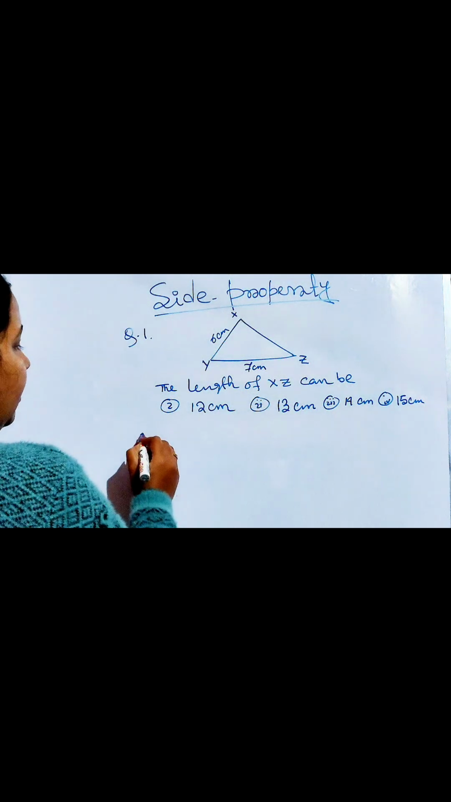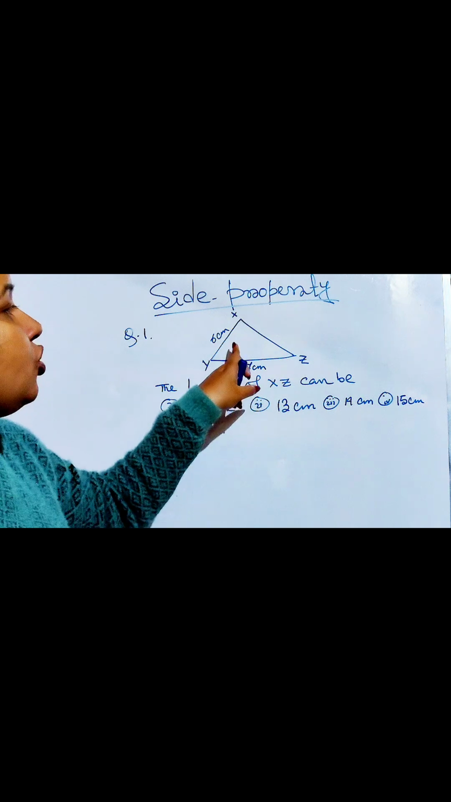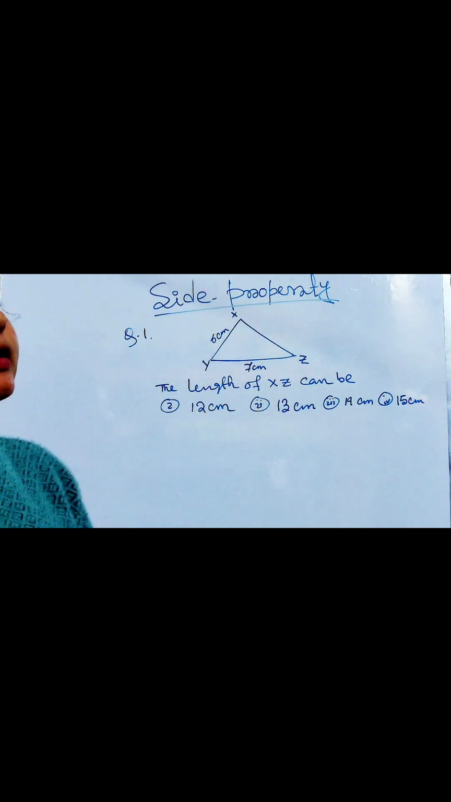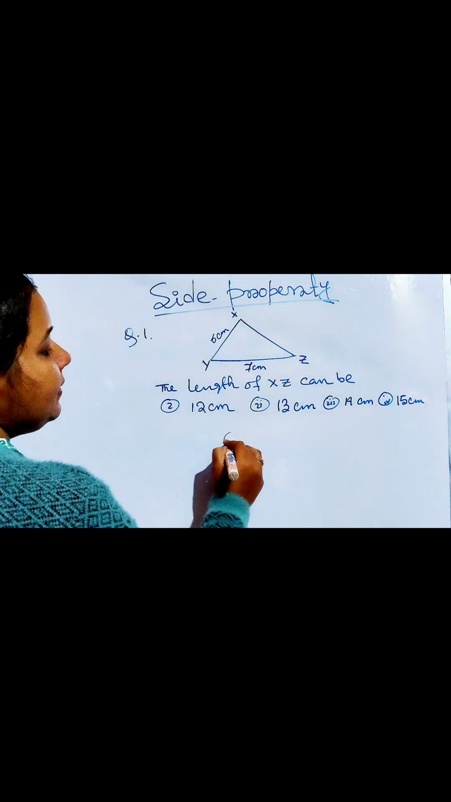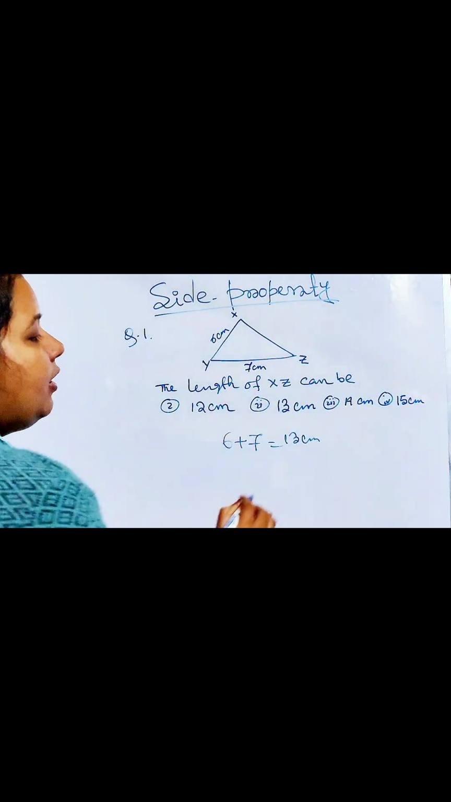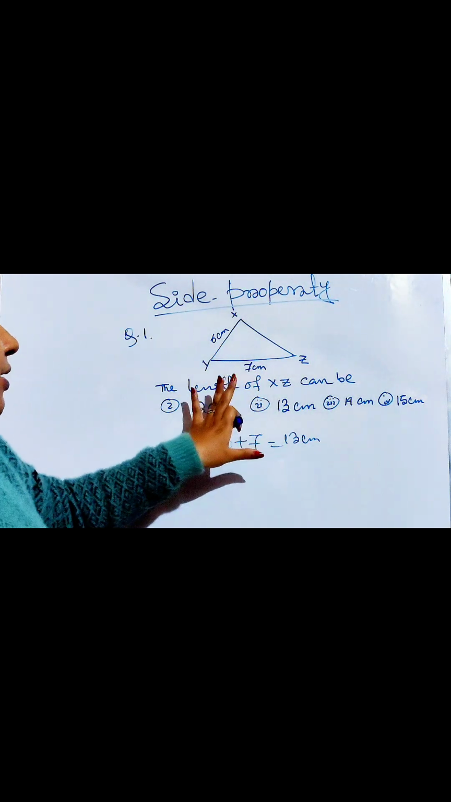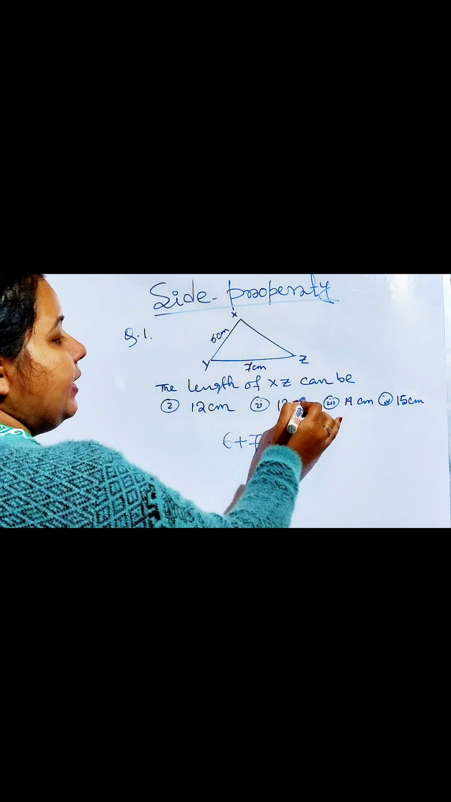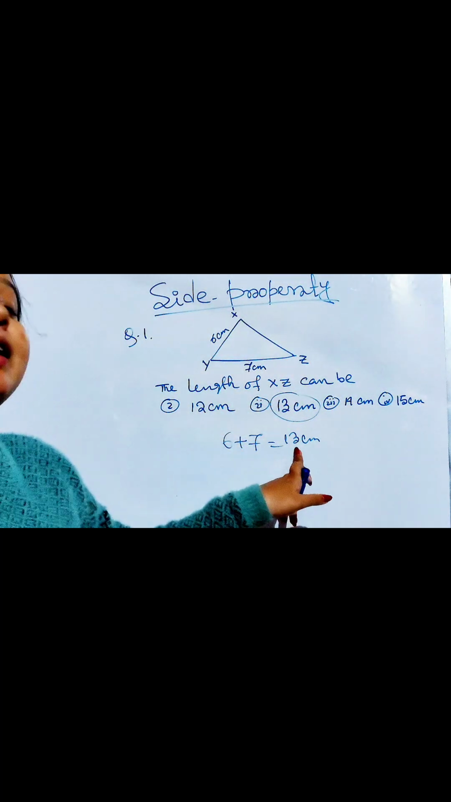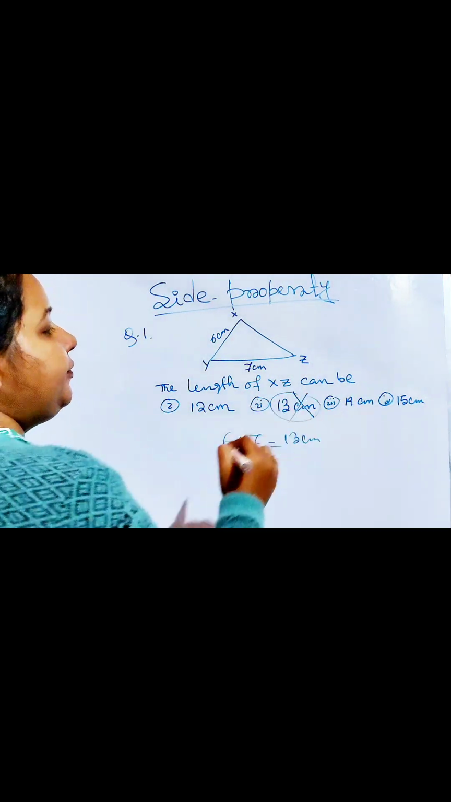I'm explaining. See, we know from the side property that the sum of these two sides will always be greater than the third side. So if you add 6 plus 7, it will be 13 centimeter. Now we have to check the options. First option 12 centimeter. Second option 13 centimeter. This is not possible, as we know that the sum must be greater. But here it is equal, so this is not possible.